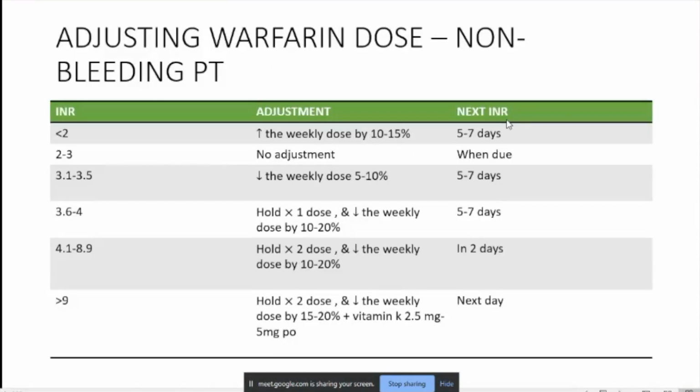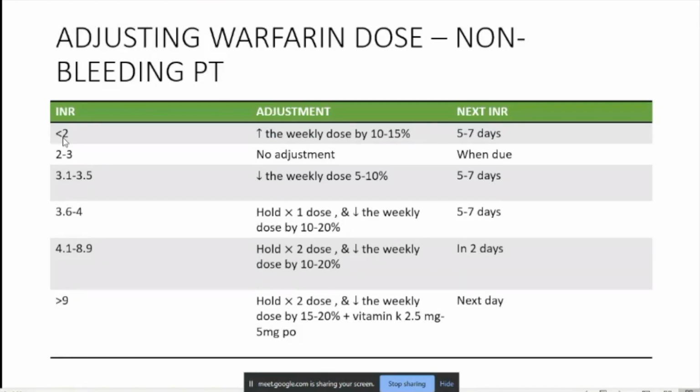And the next INR is due when? So we discussed the monitoring protocol, and based upon that, we just continue. There is no difference. Now, let's see, what if it's below 2? So that is the one thing. There is only one step below that.